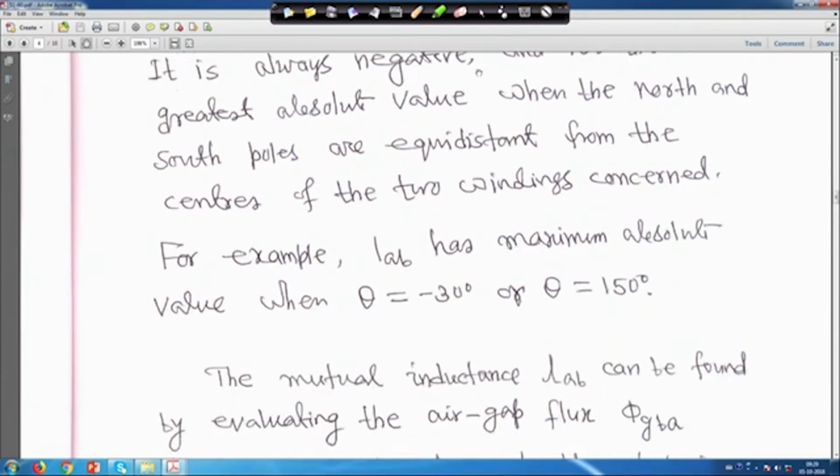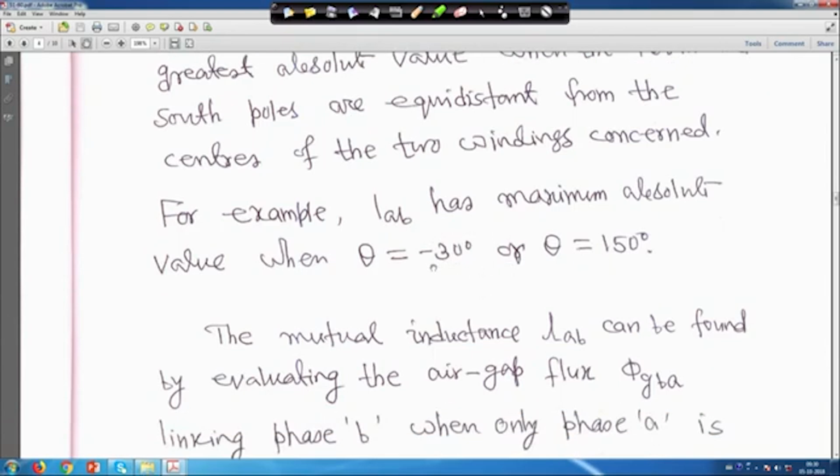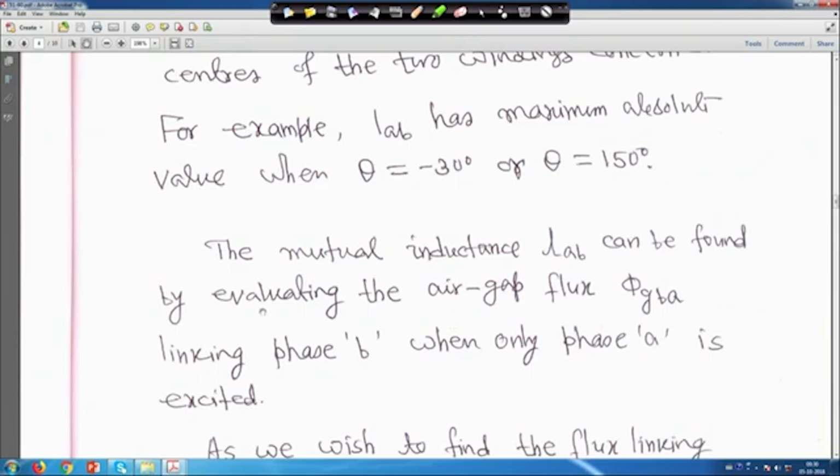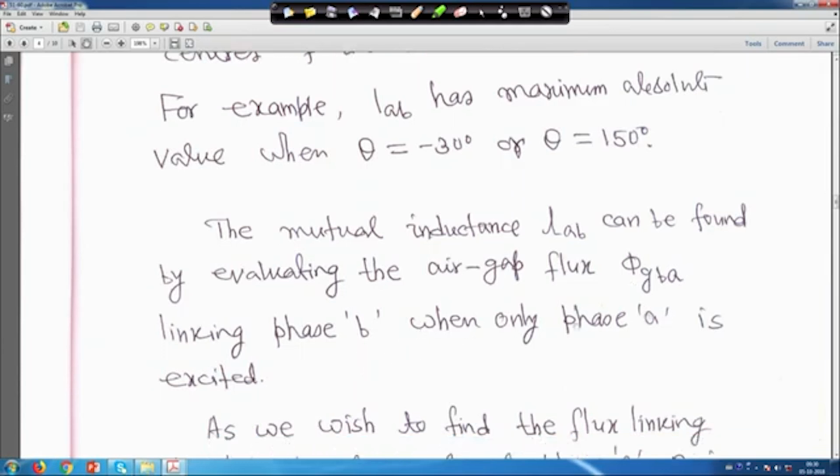For example, suppose LAB, between phase A and B of the stator winding, has maximum absolute value when theta is equal to minus 30 degrees, or theta is equal to 150 degrees. The mutual inductance LAB can be found by evaluating the air gap flux phi GBA linking phase B when only phase A is excited, the way we did when revising coupled circuits.